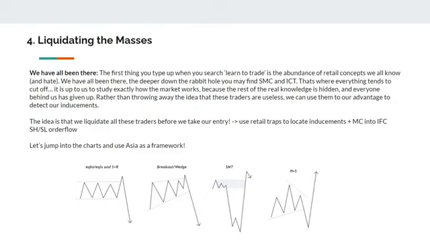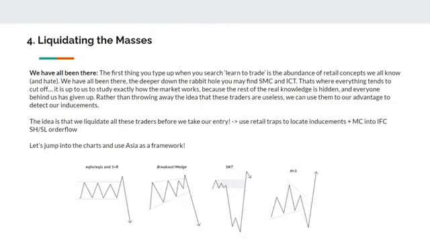We want to see retail traps line up as our inducements. Like when we look at a phase 2, we have a nice horizontal level, but what's the retail trap that's going on in that, okay? So the idea is that we liquidate all these traders before we take our real manipulation-based entry. Use retail traps to locate inducements plus the respective mitigation cycle into institutionally funded strong high, strong low order flow. That's the main idea we're looking at.